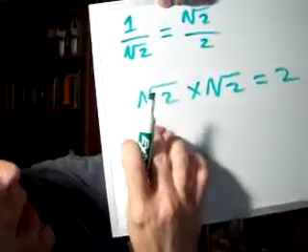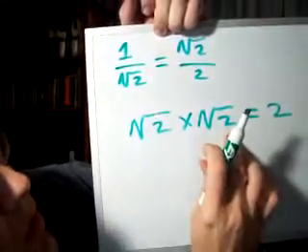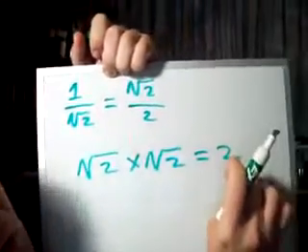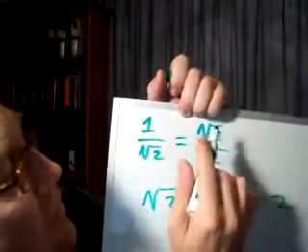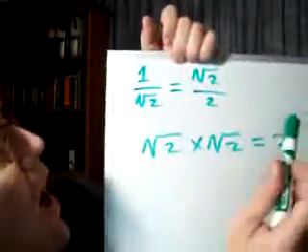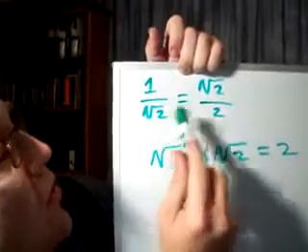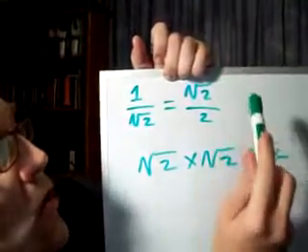Well, if you multiply the square root of 2 times the square root of 2, you're going to get 2. And if you multiply 1 times the square root of 2, you're going to get the square root of 2. And that is why 1 over the square root of 2 is the same as the square root of 2 over 2. And there's your answer.